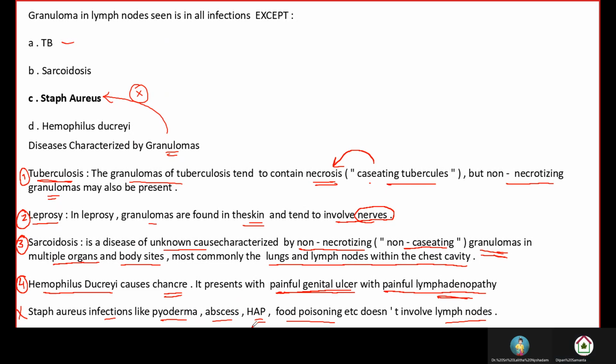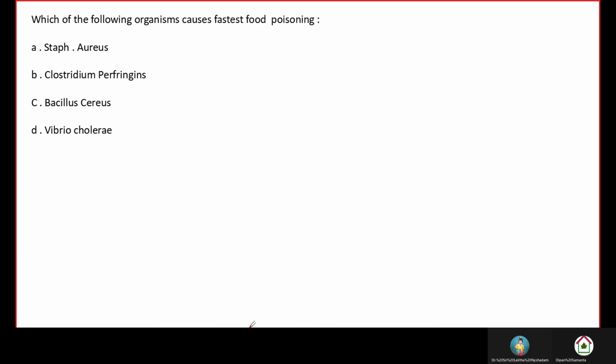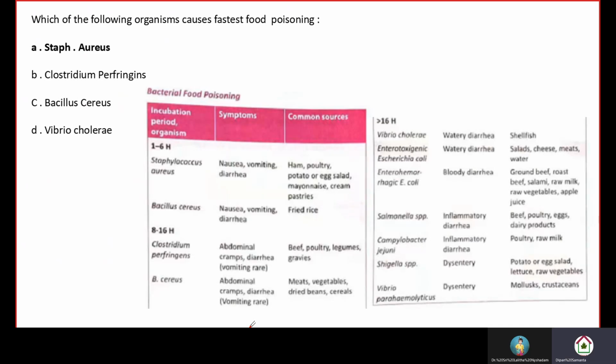Okay. Next question. Which of the following organisms causes the fastest food poisoning? Very important question. Staphylococcus aureus, Clostridium perfringens, Bacillus cereus, and Vibrio cholerae. The answer is Staphylococcus aureus.